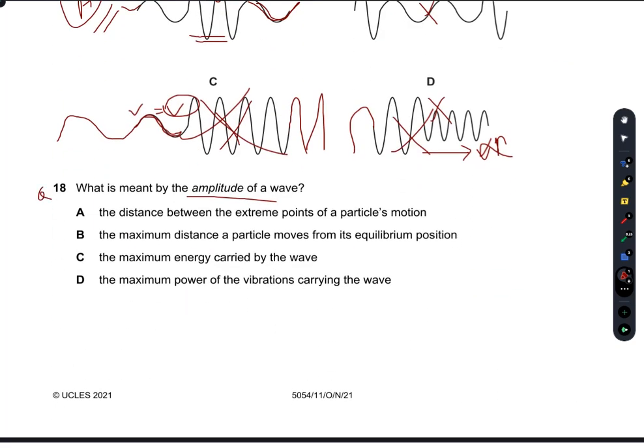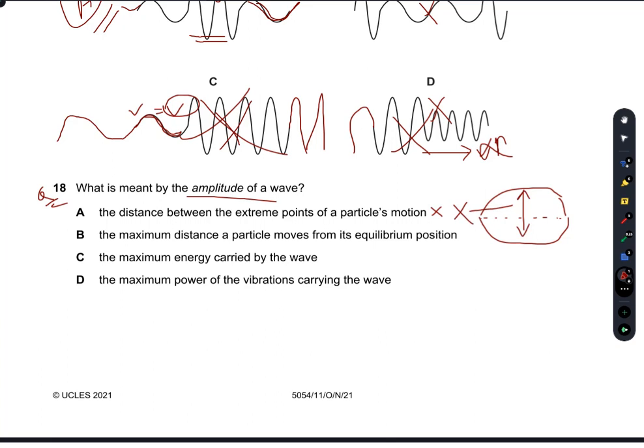And then question number 18. What is meant by the amplitude of a wave? The distance between the extreme points of a particle's motion? No. These are two extreme points. This is the equilibrium position. So the distance between them is not the amplitude.